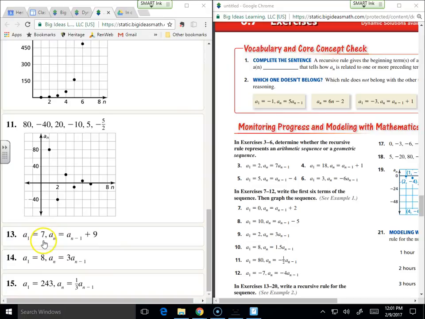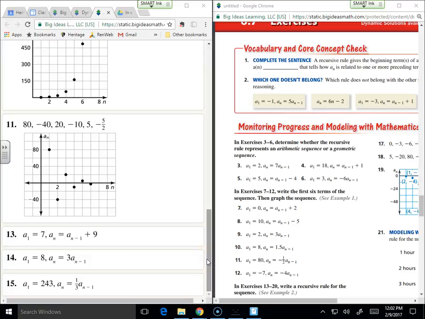Number 13 is start at 7 and add 9. We have to put it in a nice formula form, but start at 7, add 9. Number 14 is start at 8, multiply by 3. And number 15 is start at 243 and multiply by. You got it, Kim. Alright, now guys, I think 13 through 15 kind of got hard, right? A little bit? Yes, but I got it. 15 was a little bit harder.